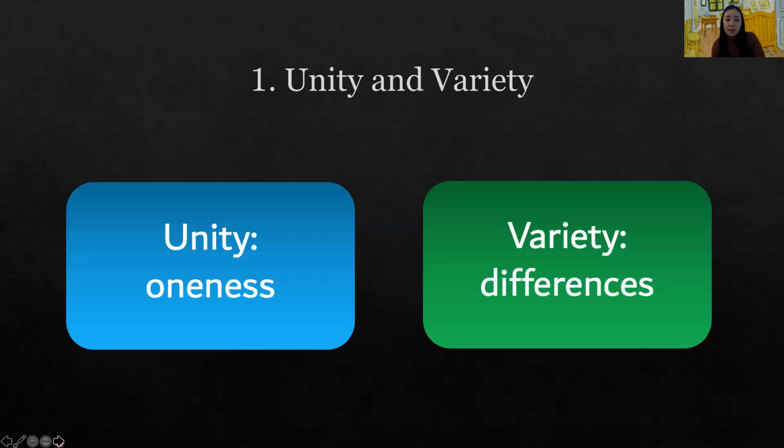So unity is the sense of oneness, and variety is the differences in art. It looks like totally opposite concepts. However, all artworks include unity and variety together. So let's see examples of how they work together.